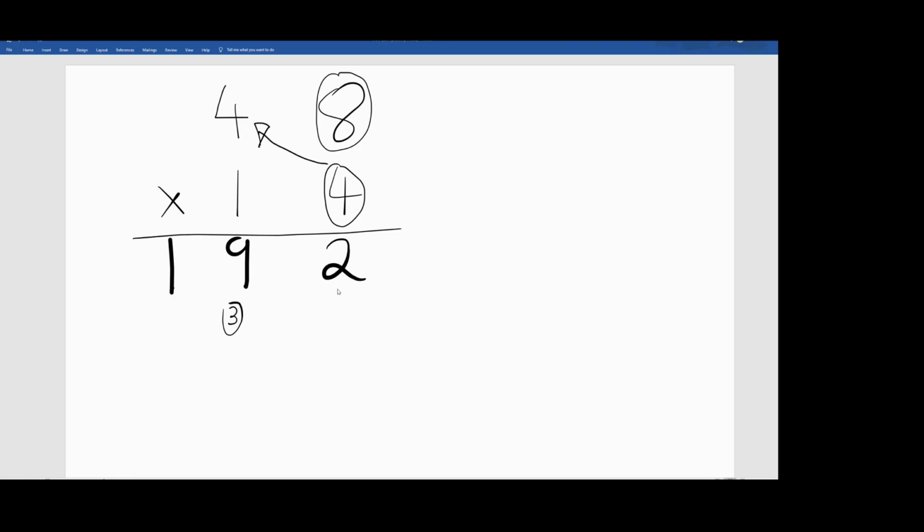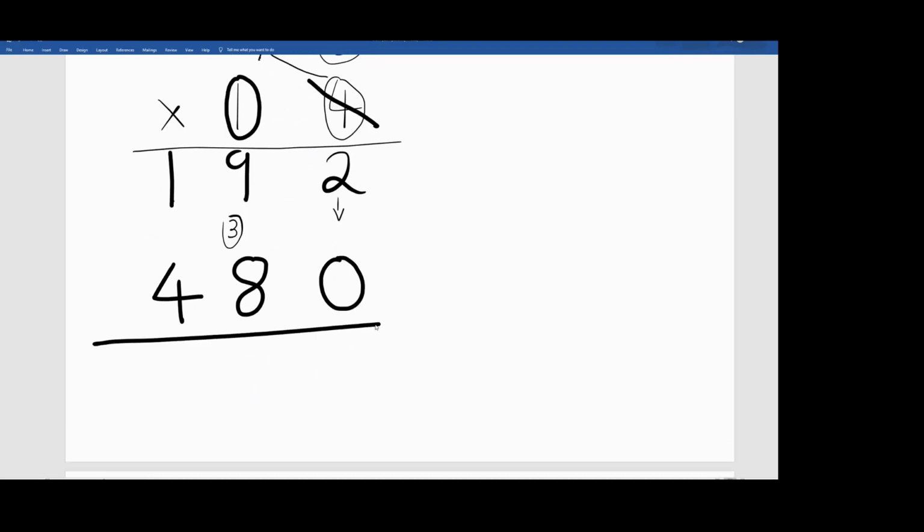Then underneath the 2, I now need to put a 0, because now I need to times by the 1, but the 1 is in the tens column. So I put a 0. Cross out the 4. 1 times 8 is 8. 1 times 4 is 4. So I have 480.